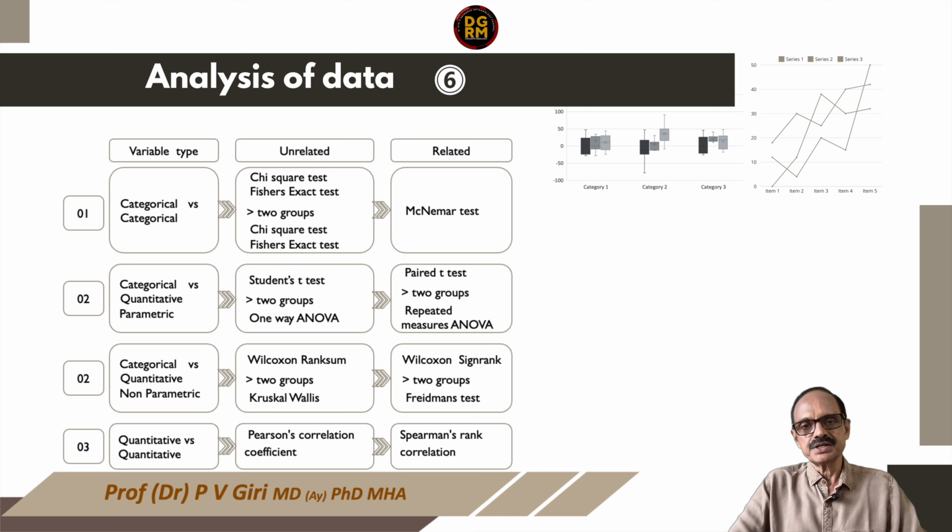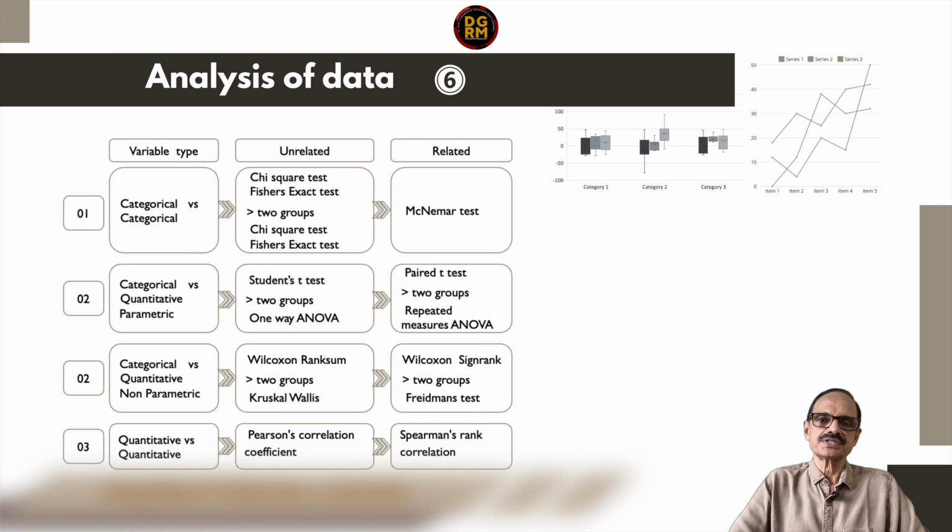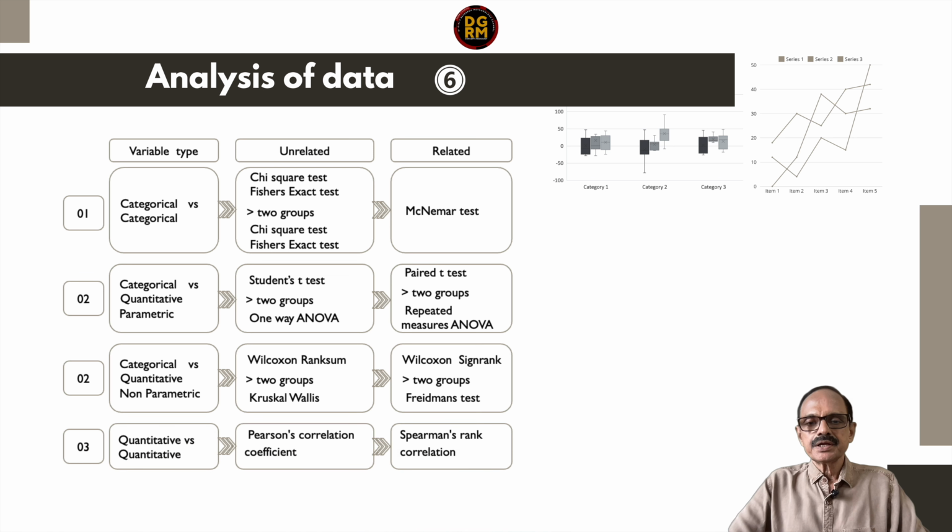If you are giving a medicine and testing the same subject before and after, then you go for the paired t-test. If you are taking a blood sample of a patient every 21 days and you want to compare them, there are multiple measures, repeated measures of the same patient. In that case, we can do repeated measures ANOVA.